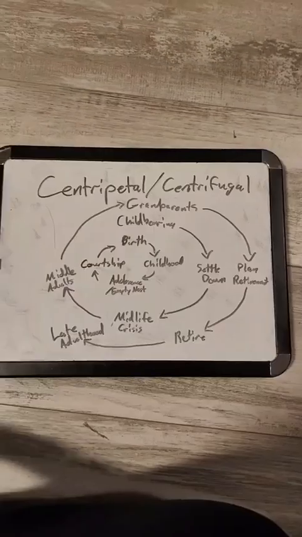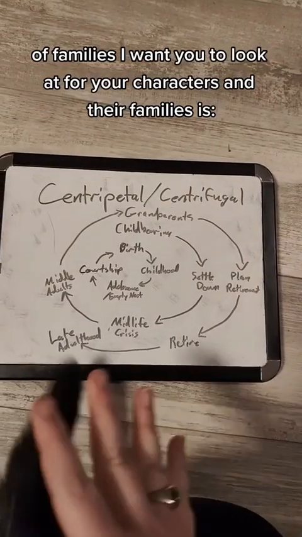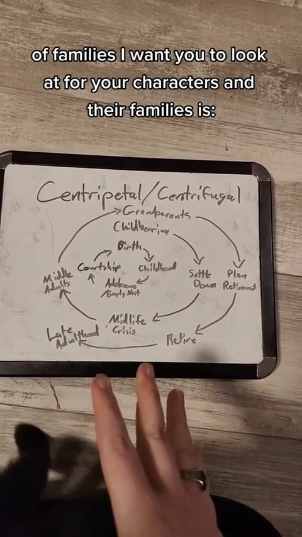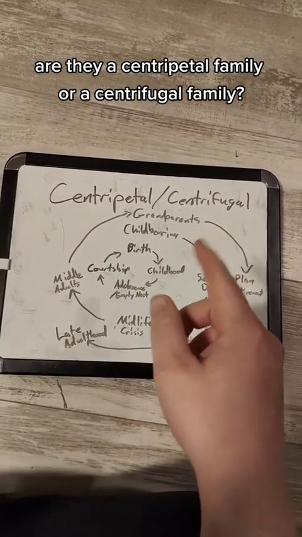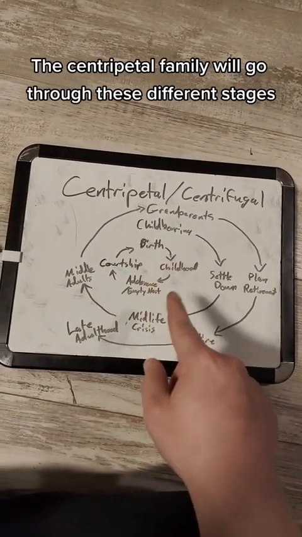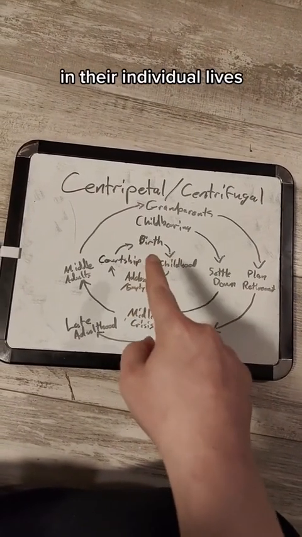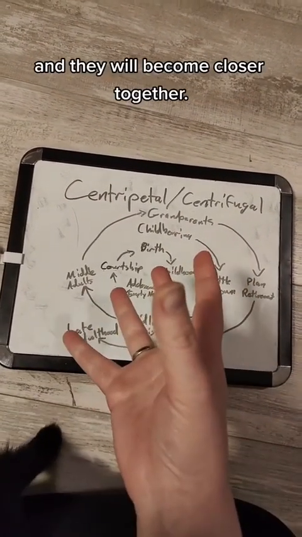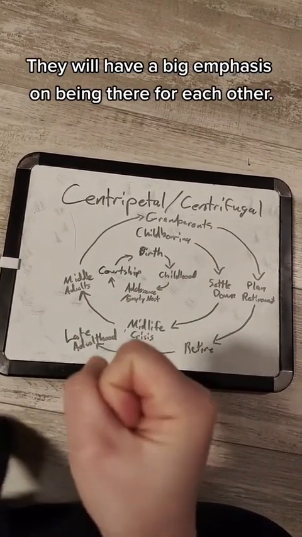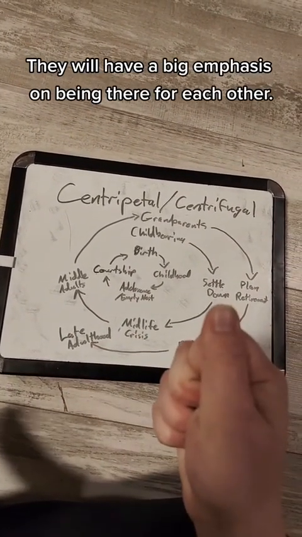The next aspect of families I want you to look at for your characters and their families: are they a centripetal family or a centrifugal family? A centripetal family will go through these different stages in their individual lives or in their family's life cycle, and they will become closer together. They will have a big emphasis on being there for each other.